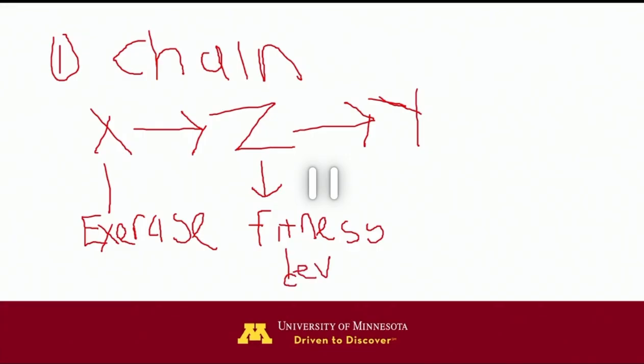Okay, fitness level. And I actually want to call Y blood pressure. Please pay attention. Initially, a relationship exists between exercise and blood pressure. But upon examining fitness level, exercise does not give me extra information about blood pressure, which means the relationship between X and Y disappears when I observe Z. Does that make sense?